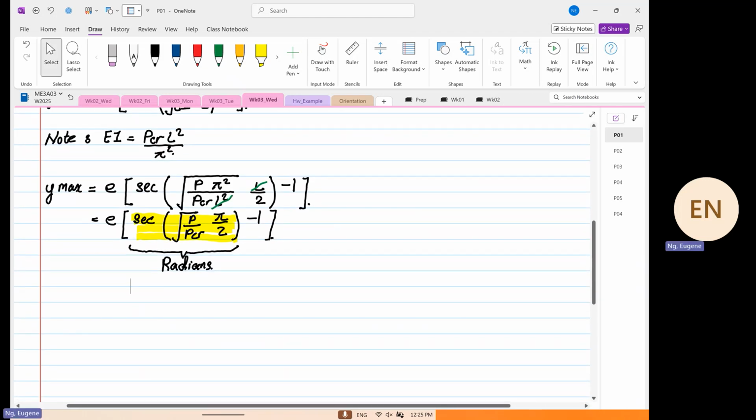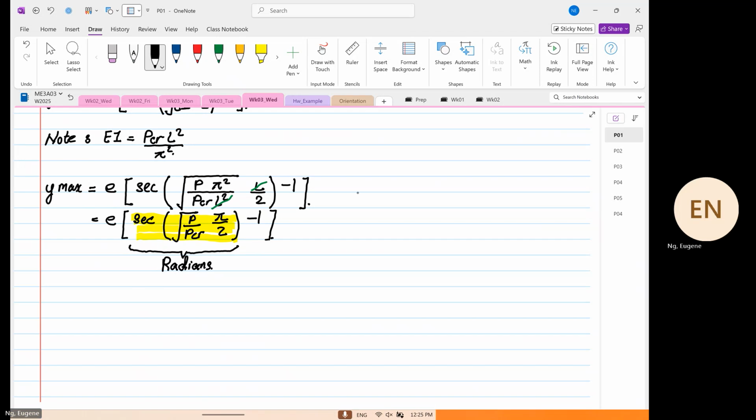All right, so now we have formulated our Y max equation. The only term that you're not sure over here is E. The rest of the terms you should be very familiar with. E over here, just a quick reminder, is our eccentric load distance. Later we come into that when we start doing examples.